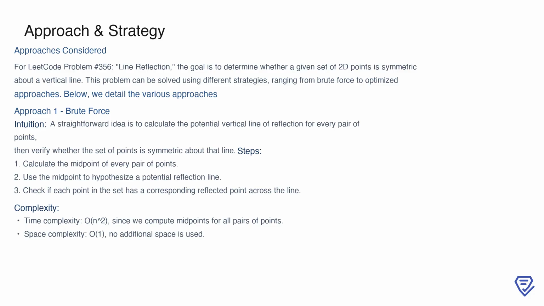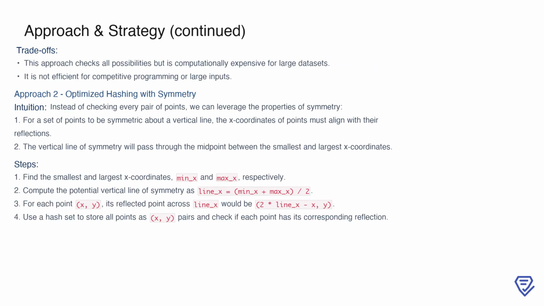The time complexity is O(n squared), because we need to examine all pairs of points. The space complexity, though, is O(1), as no additional storage is required. While straightforward, this method can become computationally expensive as the dataset grows larger. The brute force approach, while comprehensive, is not ideal for large datasets due to its quadratic time complexity. An alternative and more efficient strategy leverages symmetry properties.